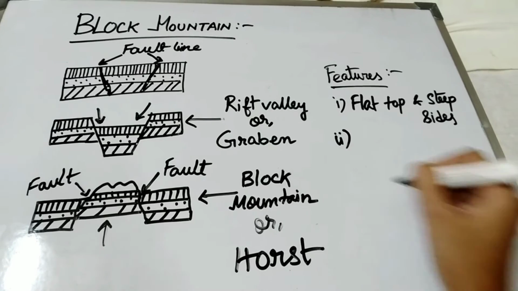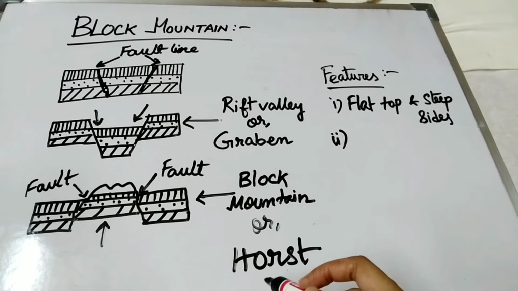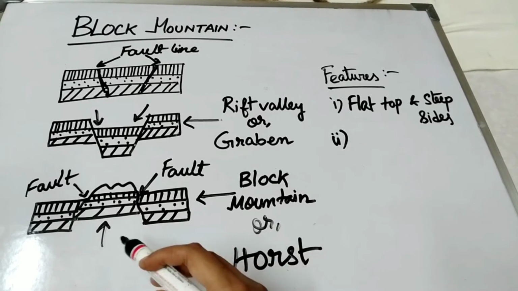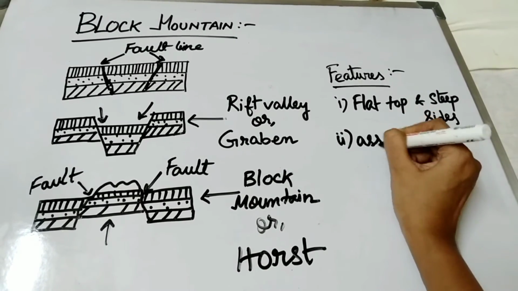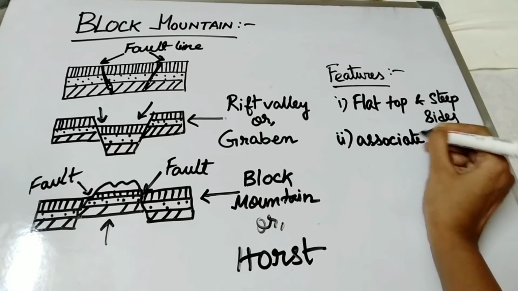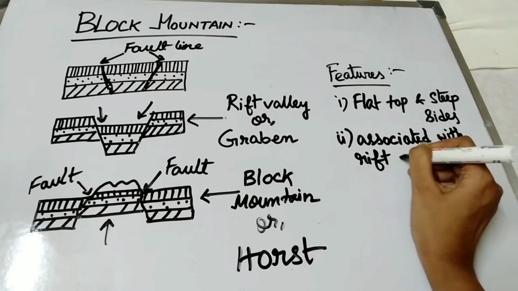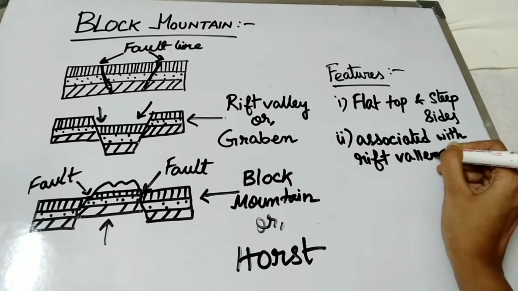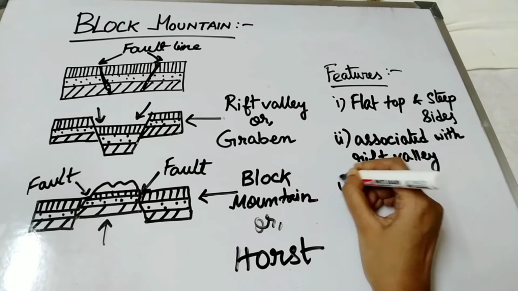Next, the next feature: we can see that a block mountain is always associated with a rift valley or a graben. So, associated with rift valley or graben.